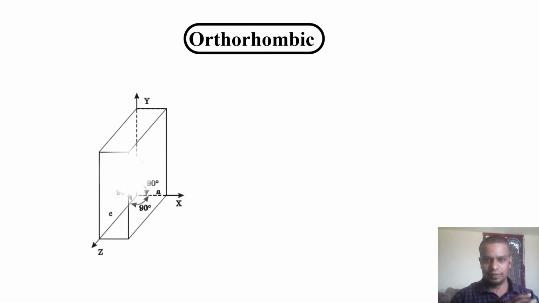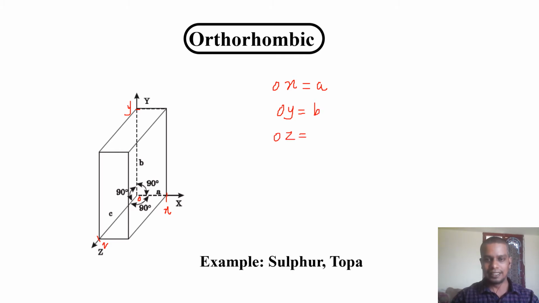We are going to look at the orthorhombic system. This is a diagram for the orthorhombic system. The intercept along the x-axis is OX, a small x intercept. The origin is O. Along the y-axis, small y, the length OY is B. Then along the z-axis, small z, the length OZ is C. So here the three lengths are different, the three intercepts are different. The intercept along the x direction is A, along the y direction is B, and along the z direction is OZ, that is equal to C.